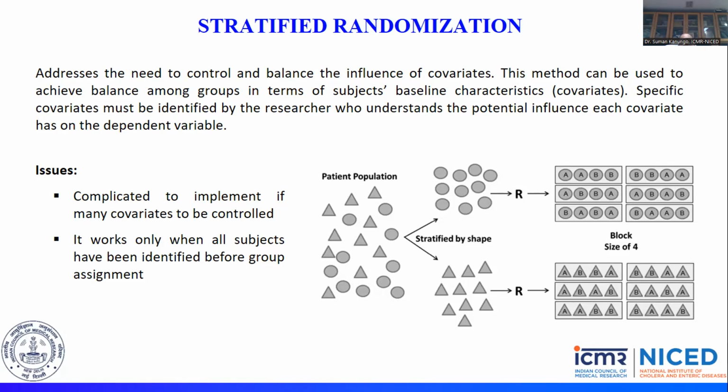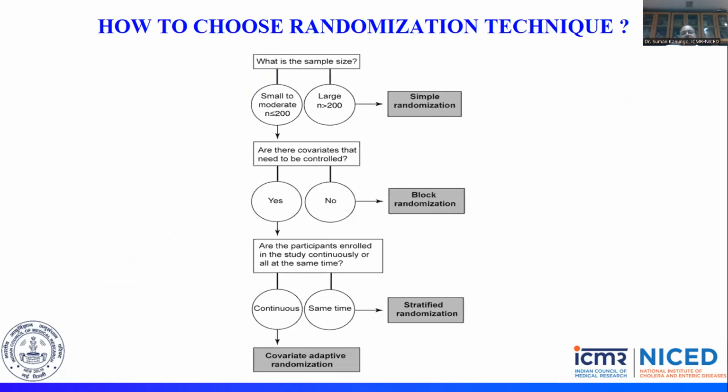Specific covariates must be identified by researchers who understand the potential influence. For example, if age is a confounder, age can affect both the exposure and the outcome, so age can be stratified. It is complicated to implement if many covariates are to be stratified. If there are one or two, stratification is good. But if there are many confounders to be stratified, again, as I said, the number in each cell becomes very small and it becomes underpowered. So then how do we choose? How do we choose a randomization technique? What is the sample size?